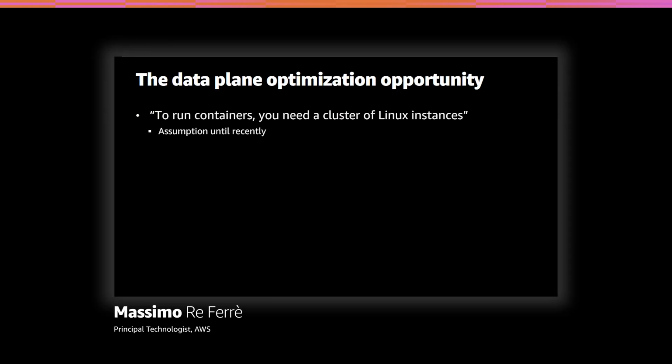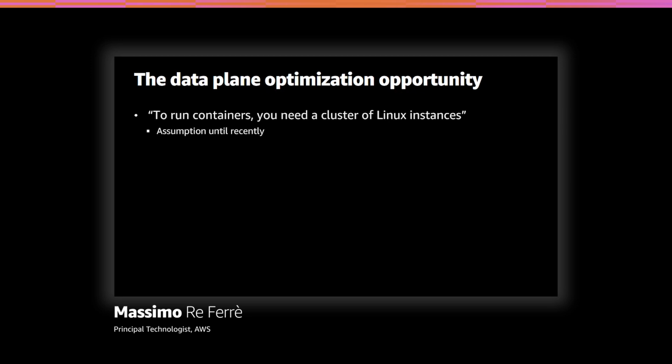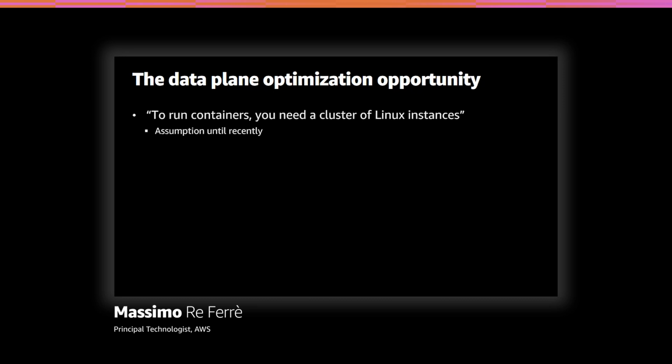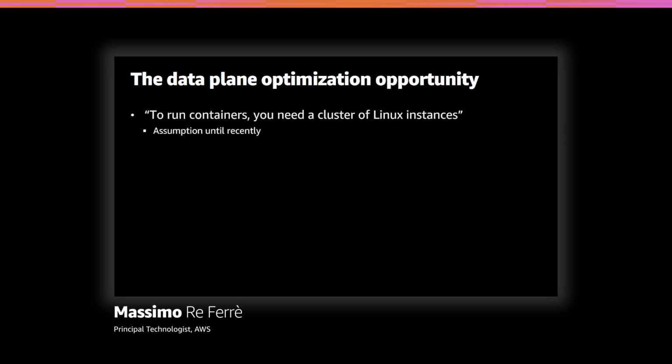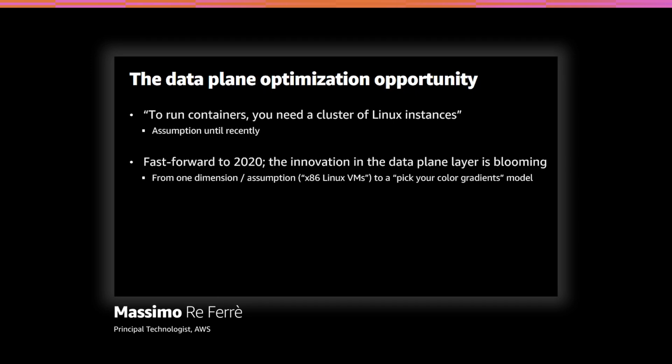Why am I calling this the data plane optimization opportunity? Because at the core of this presentation, I want to challenge some of the assumptions that you usually make when you deploy containers on AWS. Typically this assumption is that to run containers, you need a cluster of Linux instances. And many of you as AWS users are doing that. However, fast forward to 2020, the data plane, or the options that you have to make your container land on, are exploding or blooming.